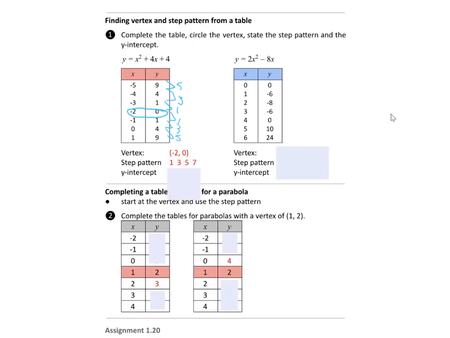And what's the y-intercept? Well, to find the y-intercept, it's actually pretty straightforward. You just find where x equals 0. In this case, our y-intercept is 4. So 4 should be our y-intercept. Perfect.